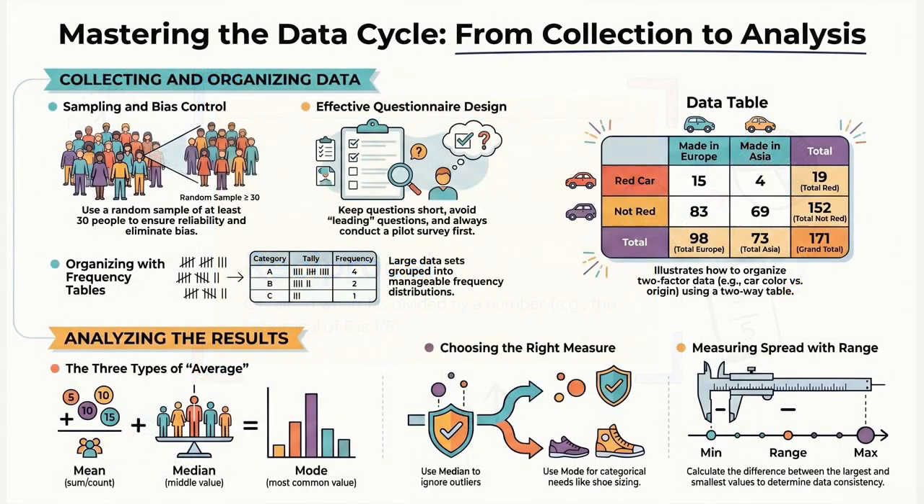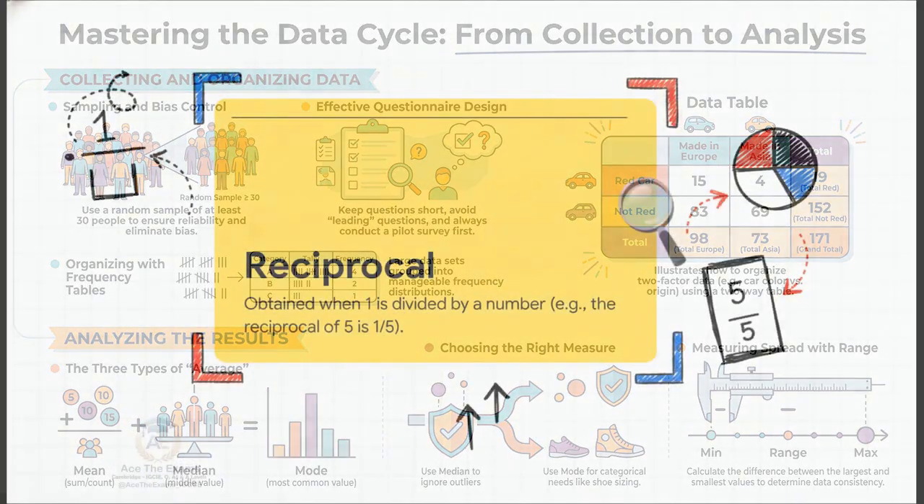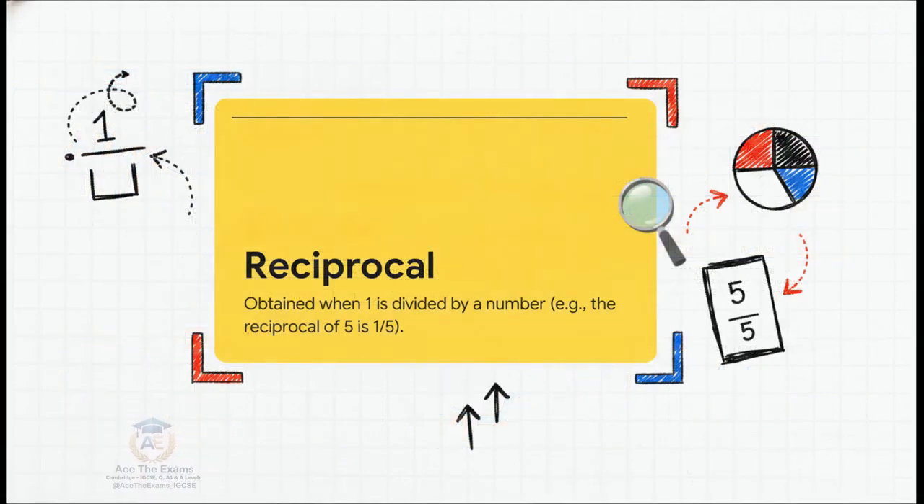The reciprocal of a number is what you get when 1 is divided by that number. So the reciprocal of 5? It's just 1 over 5. If you're asked for the reciprocal of a fraction, let's say 2/5, you just flip it, so it becomes 5/2. It's a really simple command, but you absolutely have to know exactly what the word means when you see it.